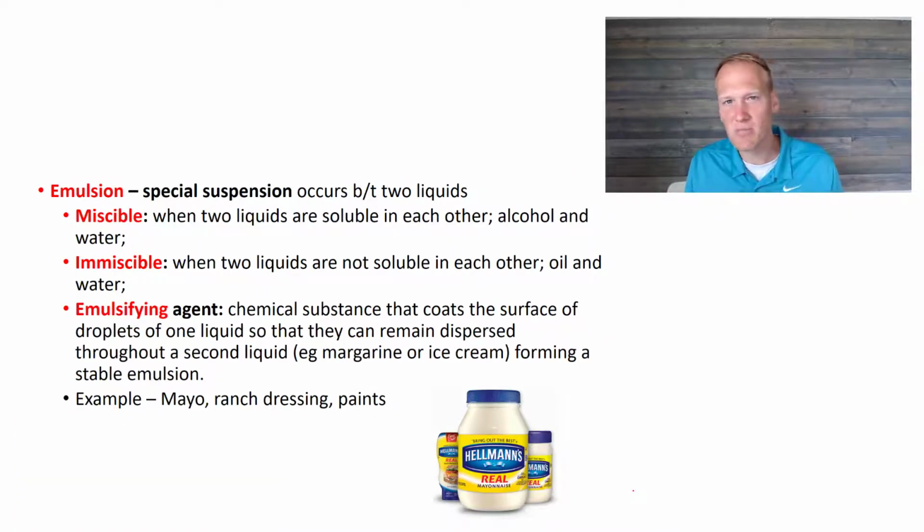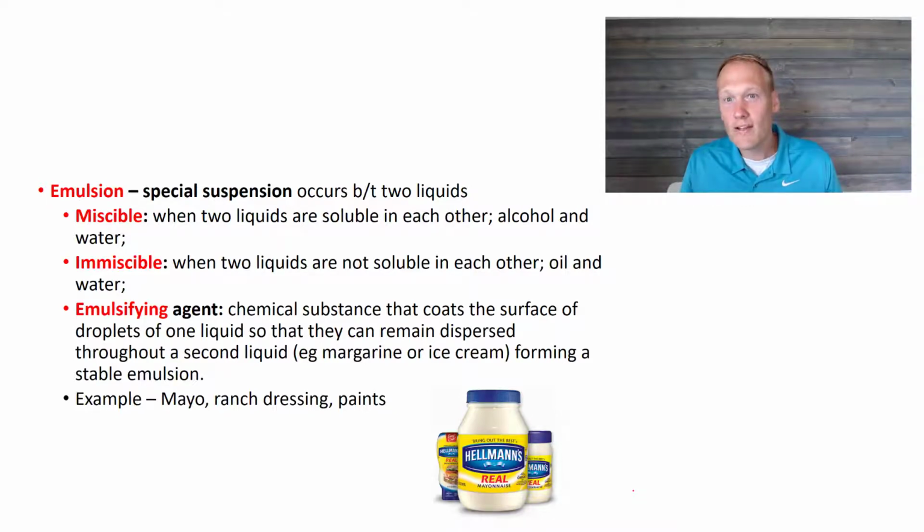Another type of heterogeneous mixture is called an emulsion. This is a special suspension that occurs when you have 2 liquids, and something special kind of has to happen in order for them to mix. Typically, in an emulsion, you have 2 things that are immiscible. Immiscible is when 2 liquids do not want to mix. Oil and water is the classic example. Miscible is when they will mix. So water and alcohol are actually miscible, and you can mix them together and they'll dissolve.